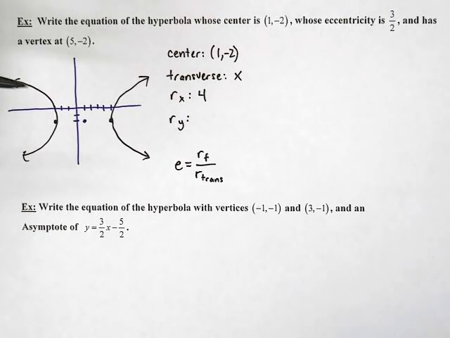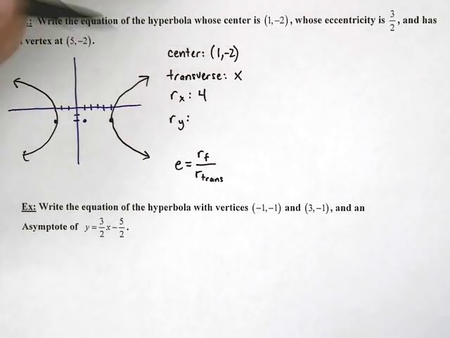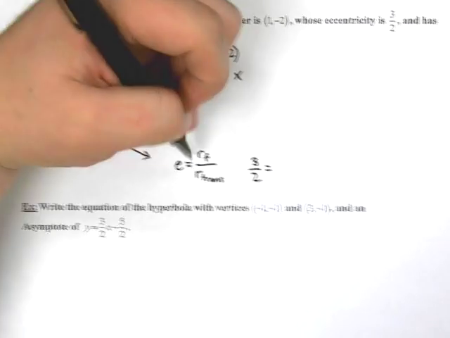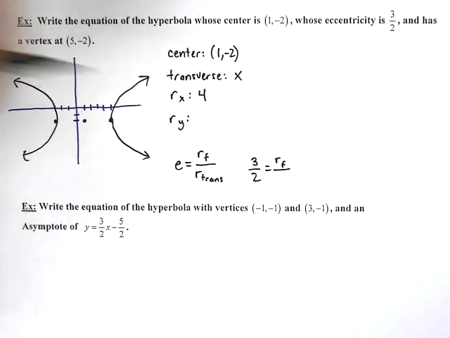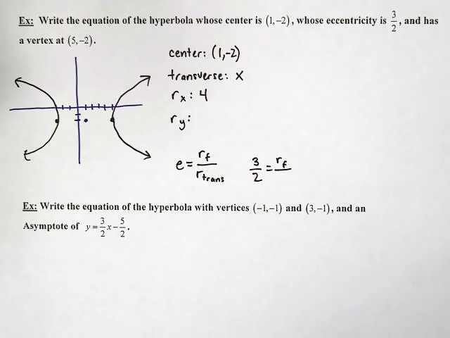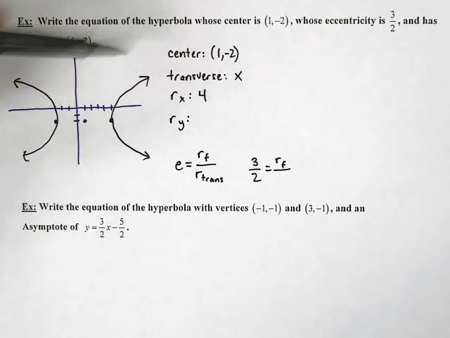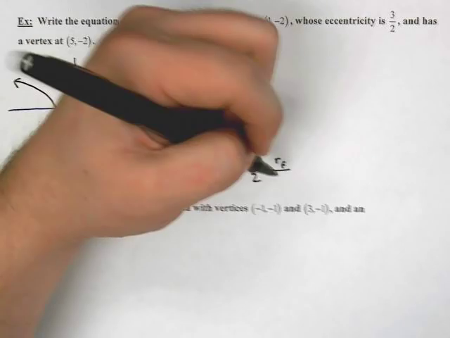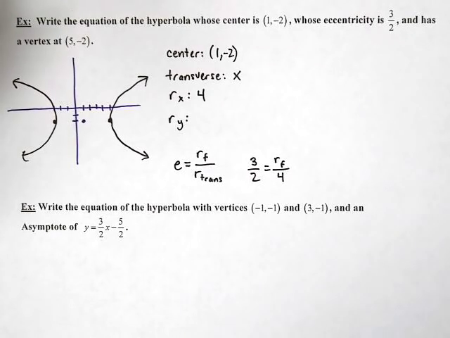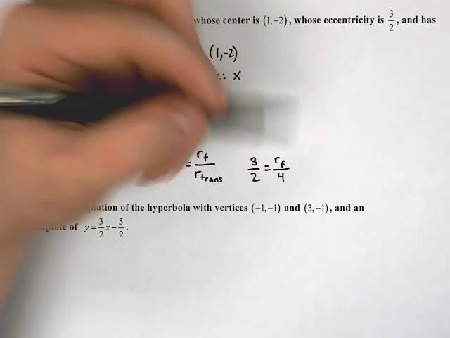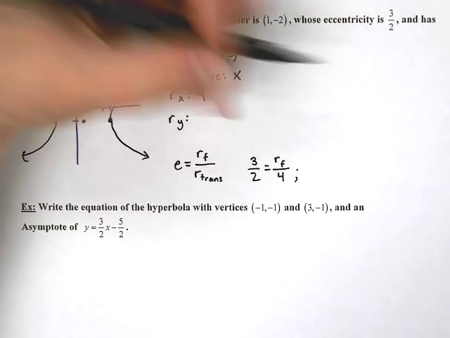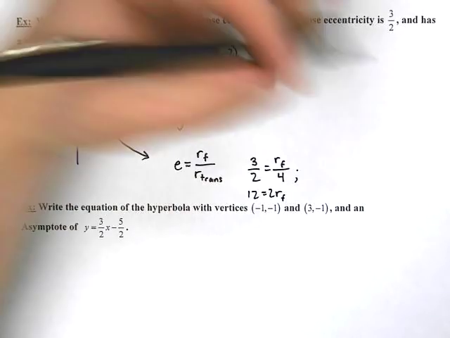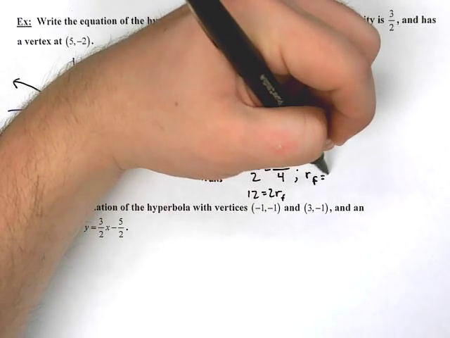So let's think about this for a second. Well, I have that the eccentricity is 3 halves, right? So I'm going to put 3 halves. I don't have the focal radius, so I'm looking for that. I actually have the transverse radius, right? We said that the transverse axis was x, and we have that radius. It's 4. So I'm going to plug in, cross multiply, and solve. So we have 12 is equal to 2 r sub f, or r sub f is equal to 6.